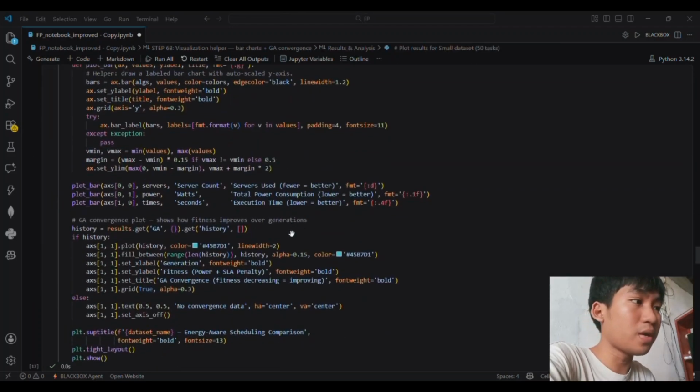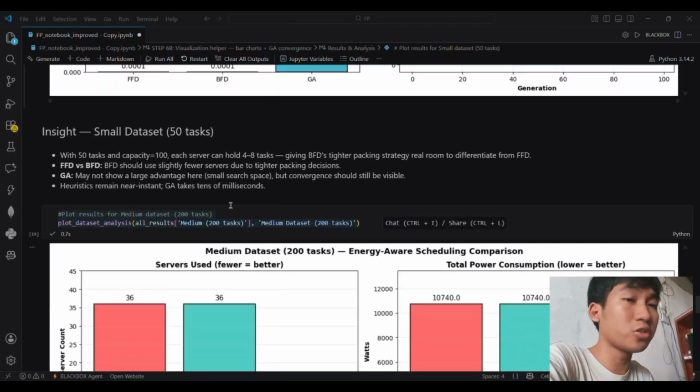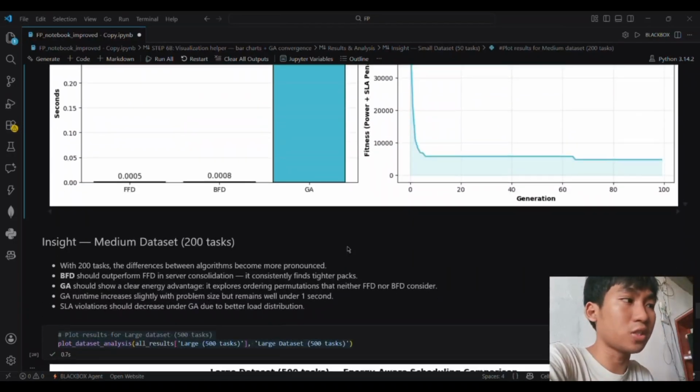These charts summarize these results by comparing server usage, power consumption, execution time, and the convergence performance of the genetic algorithm. The output of our program matched the theoretical expectations discussed in our report. Both FFD and BFD have a time complexity of O of n squared, while the genetic algorithm has a higher complexity of O of g times p times n squared, because it processes multiple generations and populations.